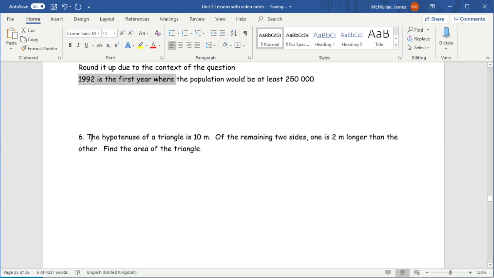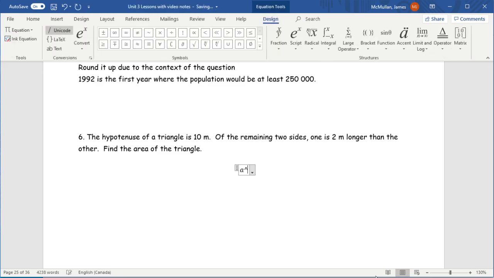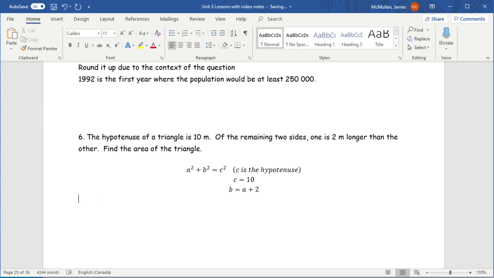Okay, part C says the hypotenuse of a right triangle is 10. Of the remaining two sides, one is 2 meters longer than the other. Find the area of the triangle. Okay, so let's write down a couple of things here. First of all, we know that in a right triangle, a squared plus b squared equals c squared, where c is the hypotenuse. So what does the question tell us? It tells us c is 10. It also tells us b is 2 bigger than a, right? Because one side is 2 meters longer than the other side.